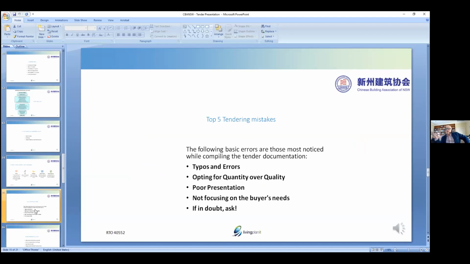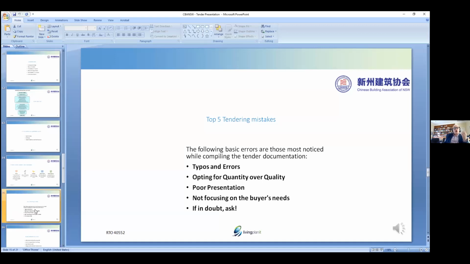Okay, top 5 tendering mistakes. Very simply, you could have errors, right? Typographical errors. You put 10,000 in instead of 100,000, okay? You've got to make sure you eliminate any basic silly errors, okay?